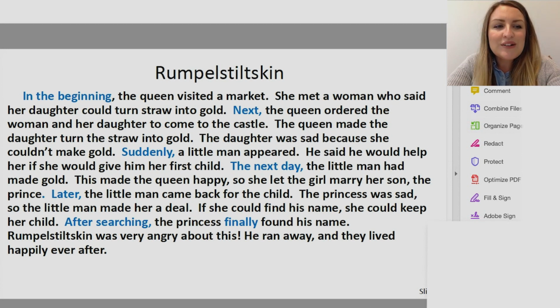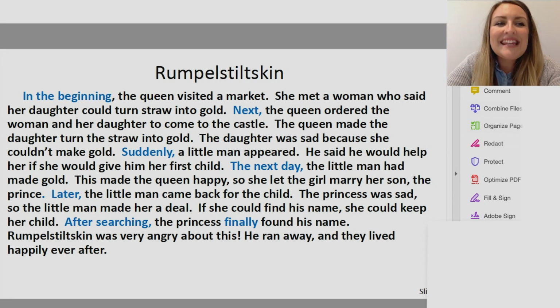All right, boys and girls, I'm going to read this to you. Track along as I read to you. In the beginning, the queen visited a market. She met a woman who said her daughter could turn straw into gold. Do your sentences look like mine? Great. Next, the queen ordered a woman and her daughter to come to the castle. The queen made her daughter turn the straw into gold. The daughter was sad because she couldn't make gold. Do your sentences look like mine?